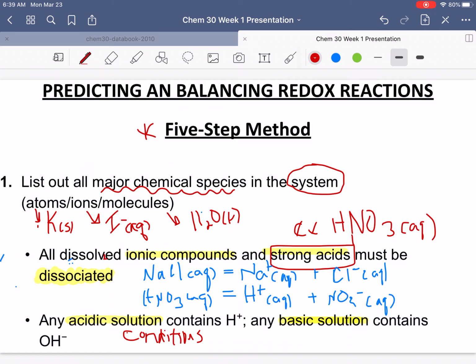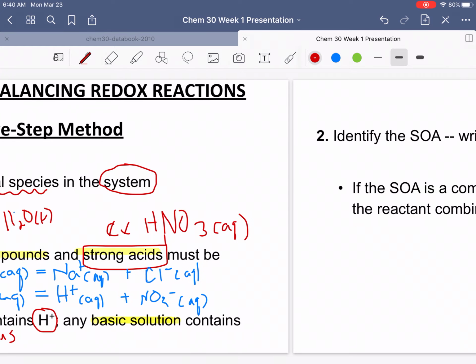So acidic conditions means that as soon as you see something like that, include H plus as what's being listed. You'll find this comes in really handy when you're trying to pick out which half reaction is an option. All right, let's move on.